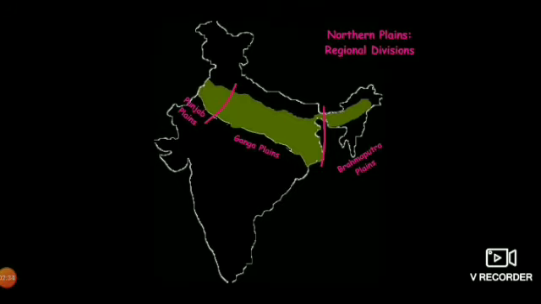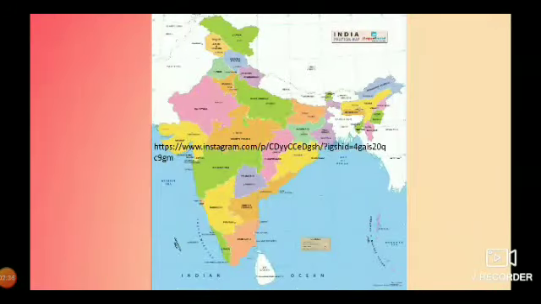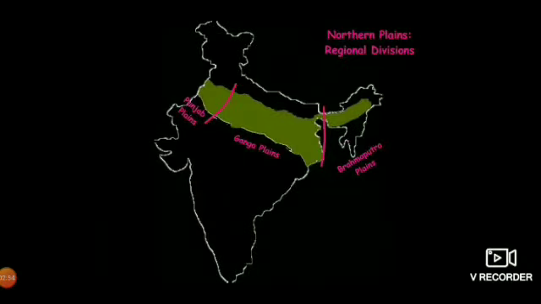Okay, children. So from where does it stretch? It stretches from Punjab in the west to Assam in the east. So that's why I have shown you the political map of India. You can locate where the state Punjab is located, and compare it here and see. So the northern plains stretch from Punjab in the west and Assam in the east.